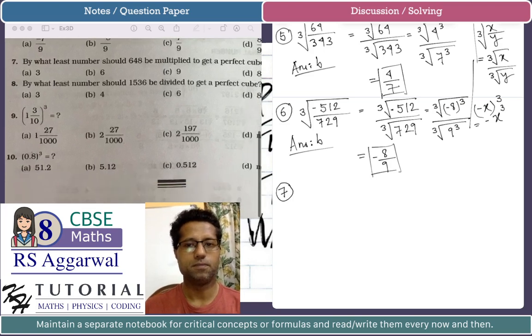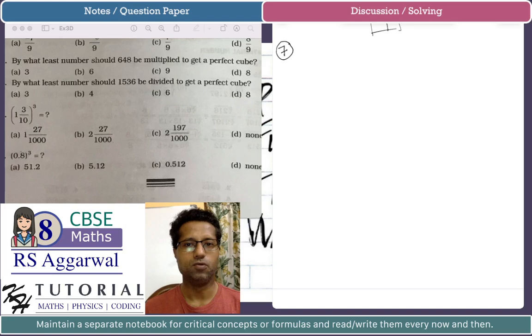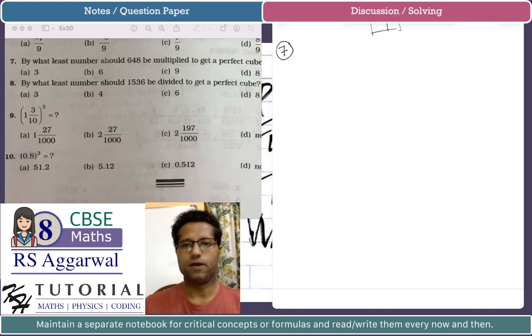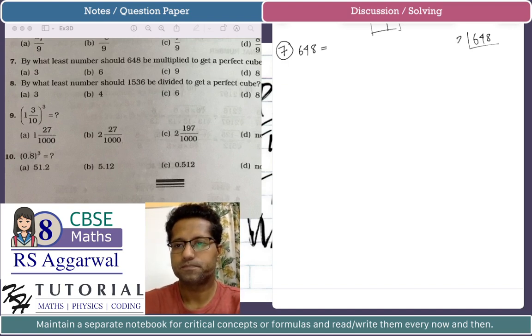By what least number should 648 be multiplied to get a perfect cube? Okay. So we have to find the prime factorization of 648. So let's do the prime factorization of 648. Let's start with the 2.